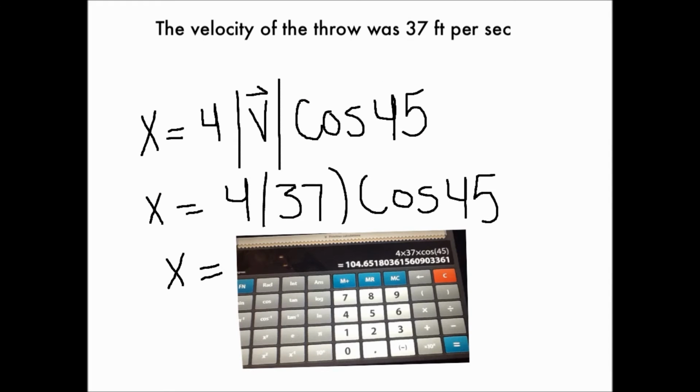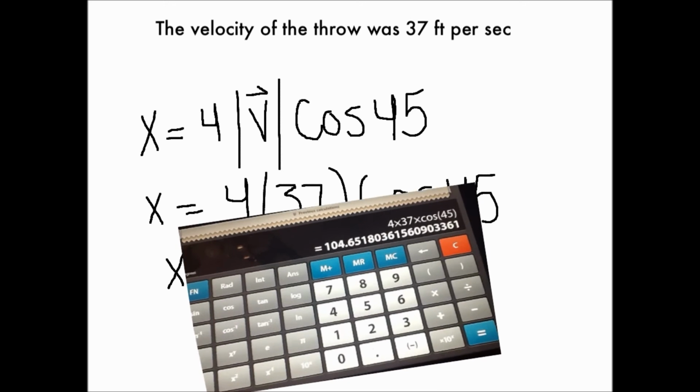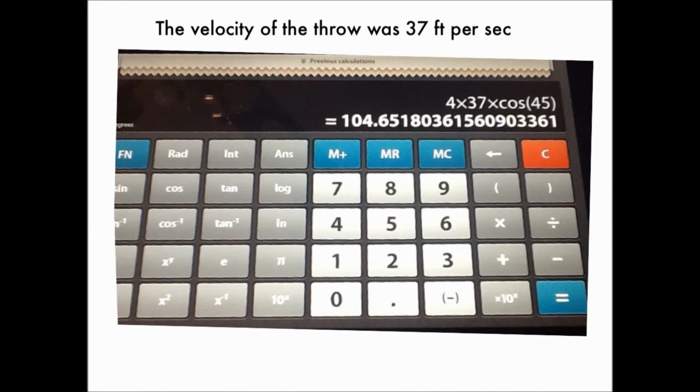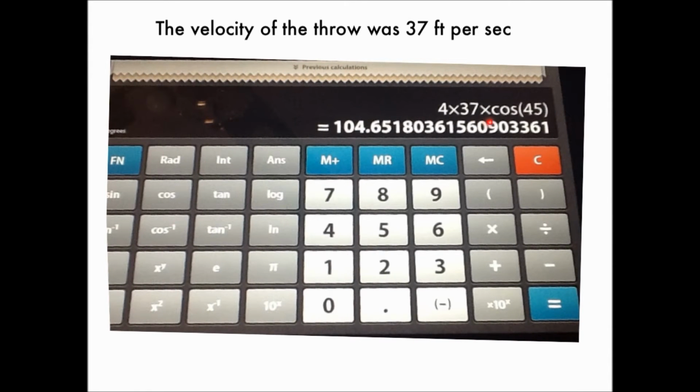The velocity for this particular throw was 37 feet per second. So now we need to add the velocity into the equation. So now we have, for the horizontal equation, x equaling 4 times velocity cosine 45. Now we plug in 37, and we get x to equal 4 times 37 cosine 45. So then we just plug and chug. We plug 4 times 37 times cosine 45 into our calculator, and you get 104.65, which is approximately 104 feet 7 inches.